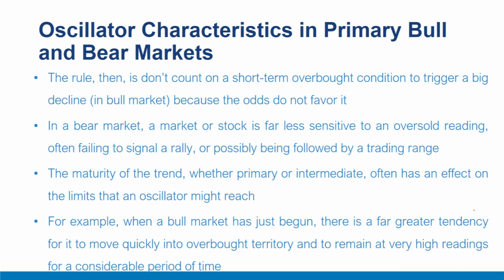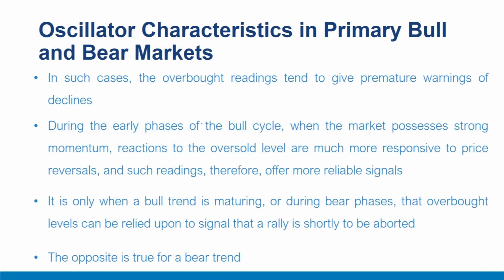The maturity of the trend, whether primary or intermediate, often has an effect on the limits that an oscillator might reach. For example, when a bull market has just begun, there is a far greater tendency for it to move quickly into overbought territory and to remain at very high readings for a considerable period of time, and similarly for a bear run in a vice versa manner. In such cases, the overbought readings tend to give premature warnings of declines during the early phases of the bull cycle. When the market possesses strong momentum, reactions to the oversold levels are much more responsive to price reversals, and such readings therefore offer more reliable signals.